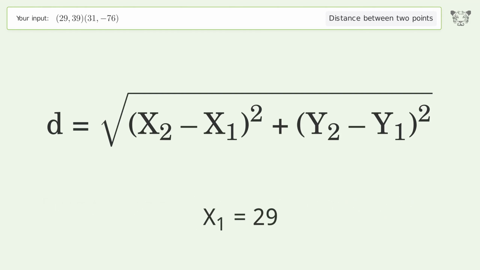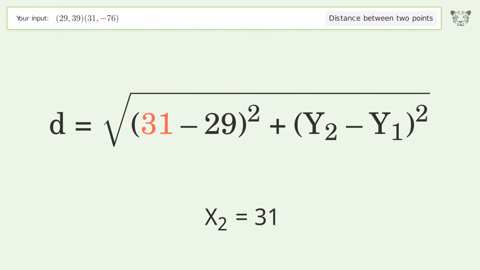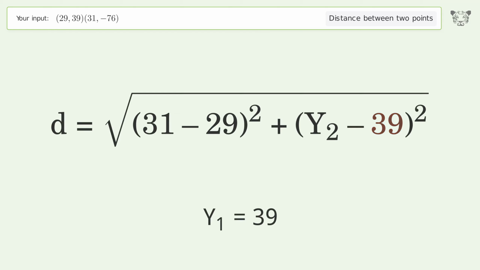x1 equals 29. x2 equals 31. y1 equals 39. y2 equals negative 76.